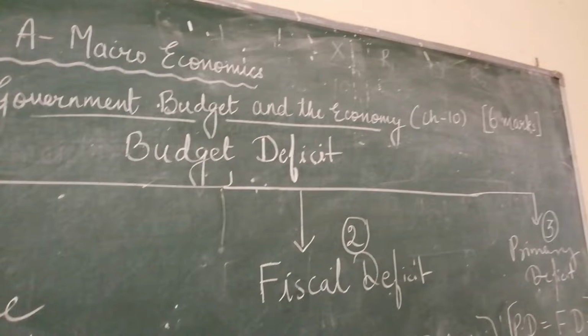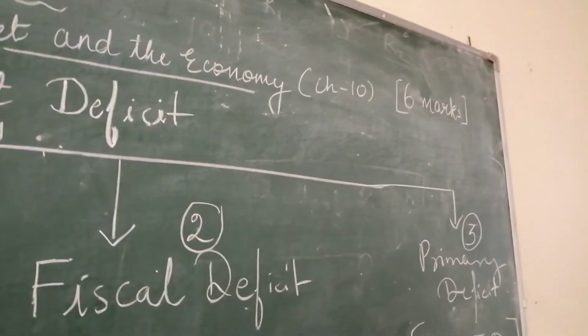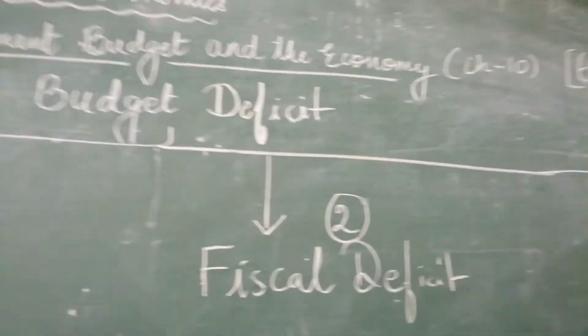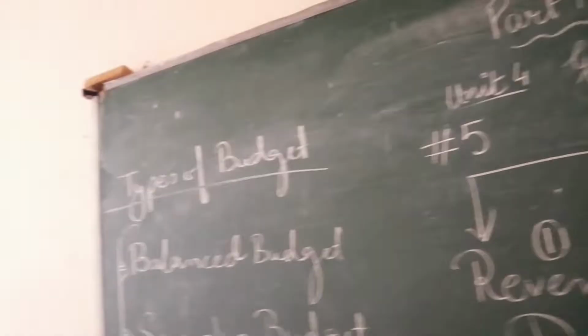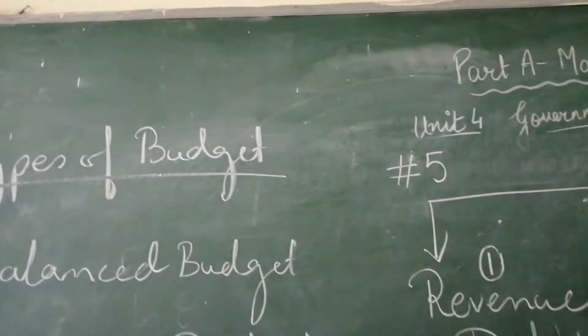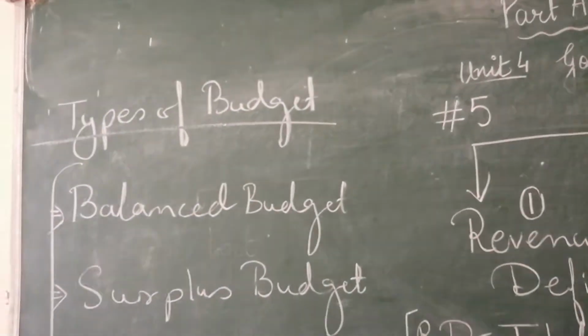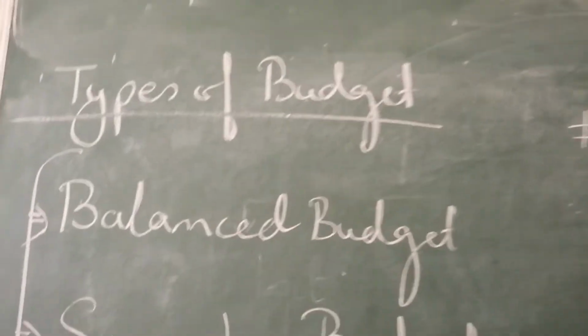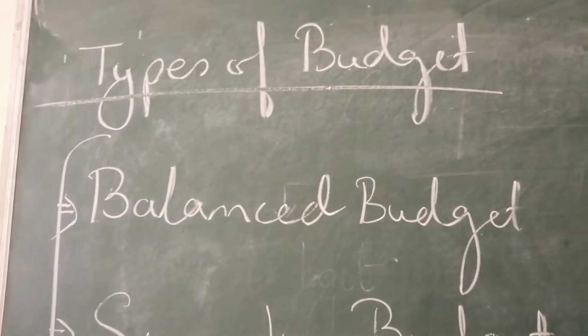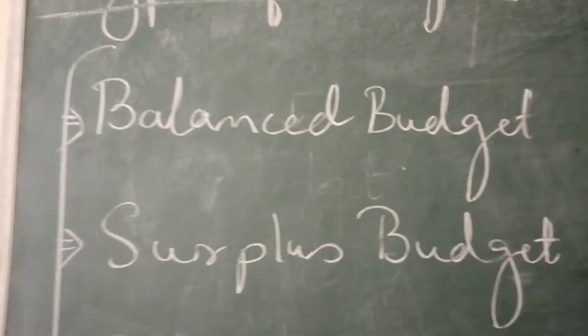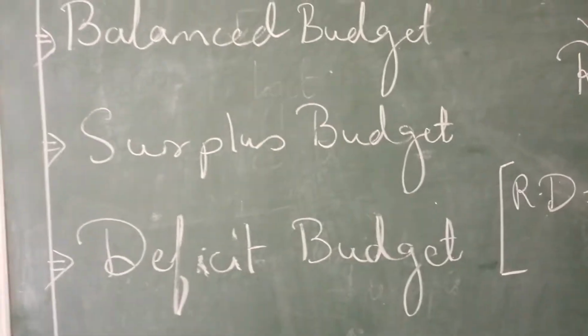After understanding completely estimated government expenditure, which is divided into two: capital expenditure and revenue expenditure, and estimated budget receipts, which is divided into two: capital receipts and revenue receipts. We are understanding types of budget, which is divided into three: balanced budget, surplus budget and deficit budget.